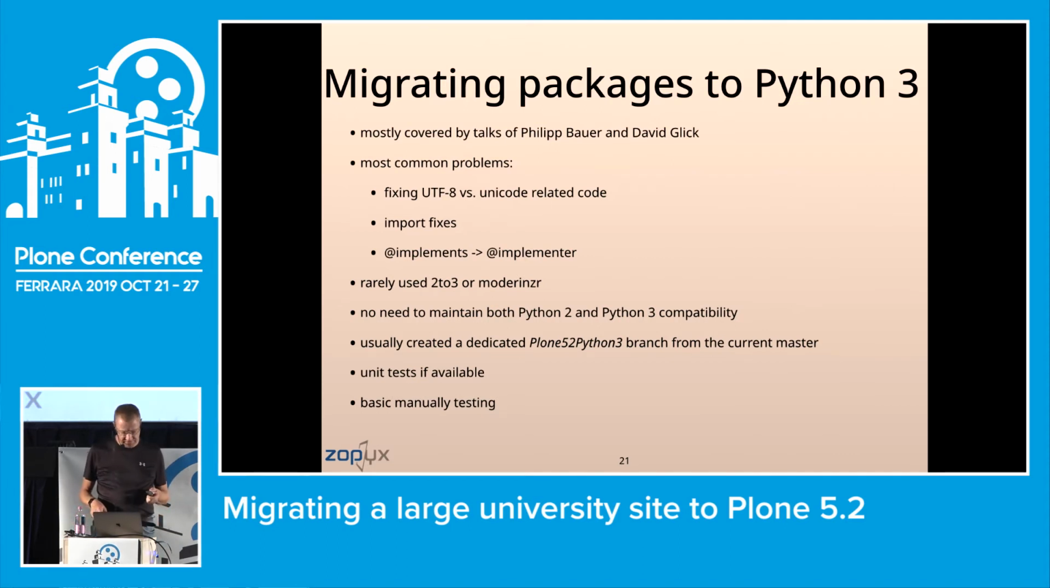I personally didn't use 2to3 or Modernizer for whatever reason. Perhaps I wanted the pain of doing the migration myself, I don't know. And we didn't have the need for maintaining Python 2 compatibility. So we basically just created from the master branch a dedicated Plone 5 Python 3 branch, and basically put the Python 3 code on a dedicated branch. In some packages we had test coverage, but in the main case I just tested stuff manually.